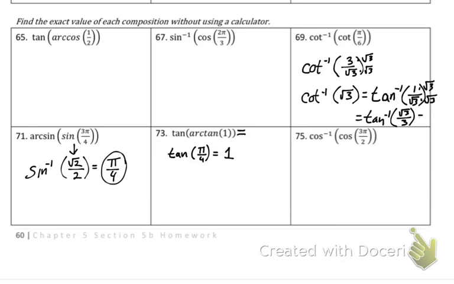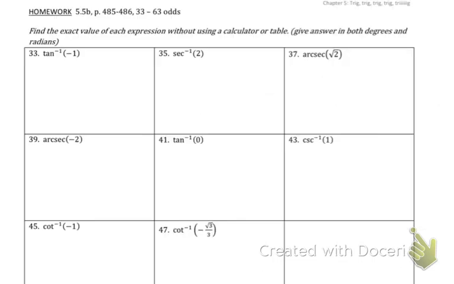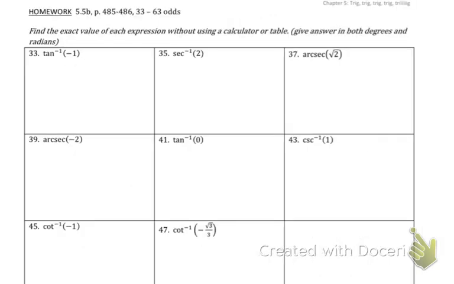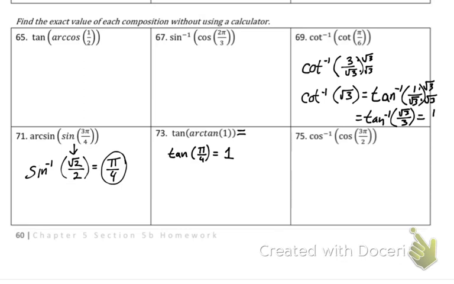Once again, you could go to your unit circle, or you should already know your answer. But that's going to be pi over 6 again. Does that make sense? Yeah, okay.